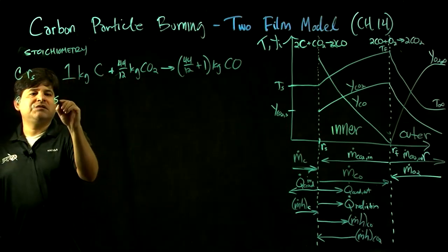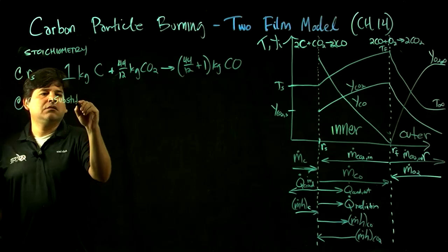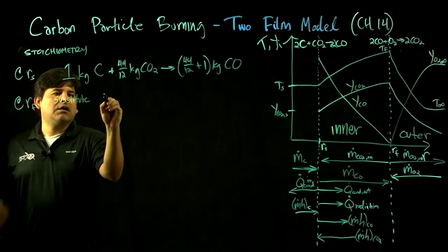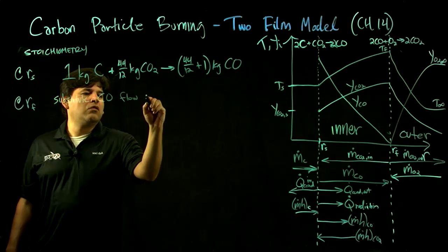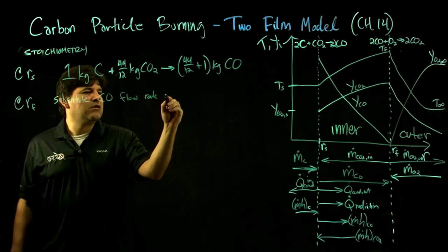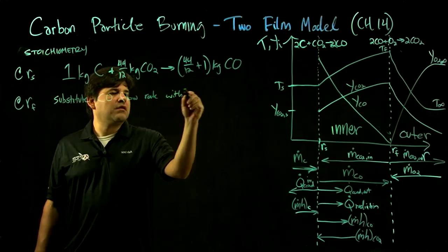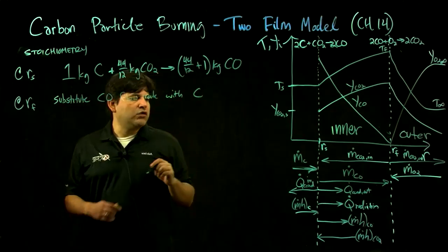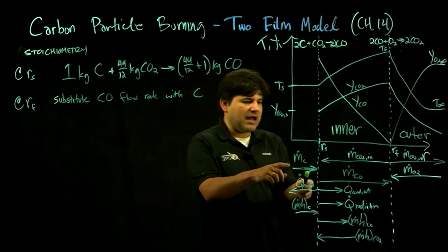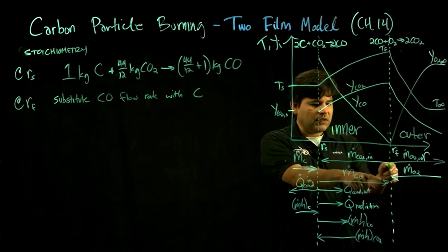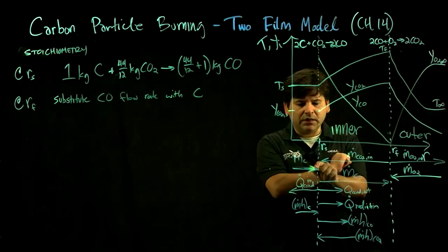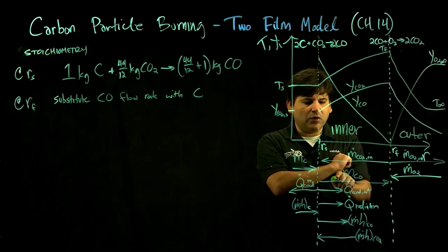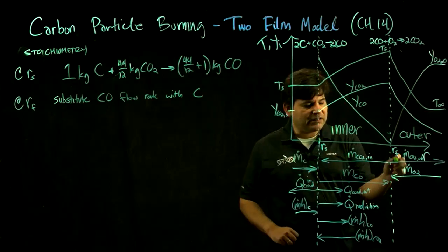So we're going to substitute the CO flow rate with C. Using these mass balances here at the flame, we can manipulate them to express the fact that the carbon comes from here and it forms CO2 along with this balance. So this balance can help you to analyze this balance.